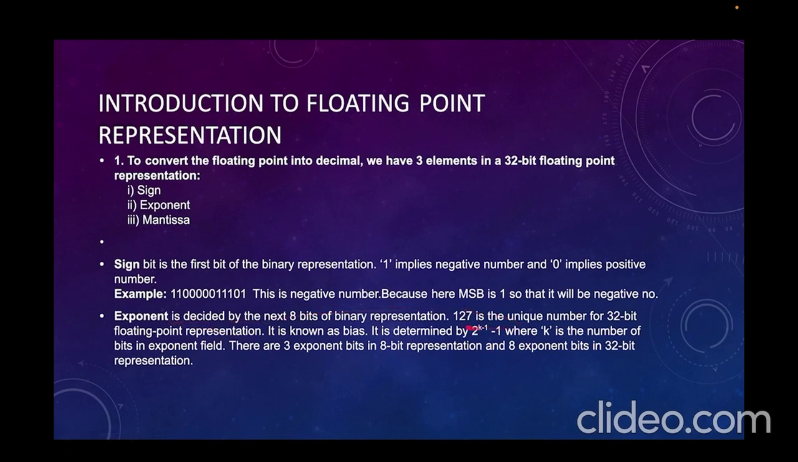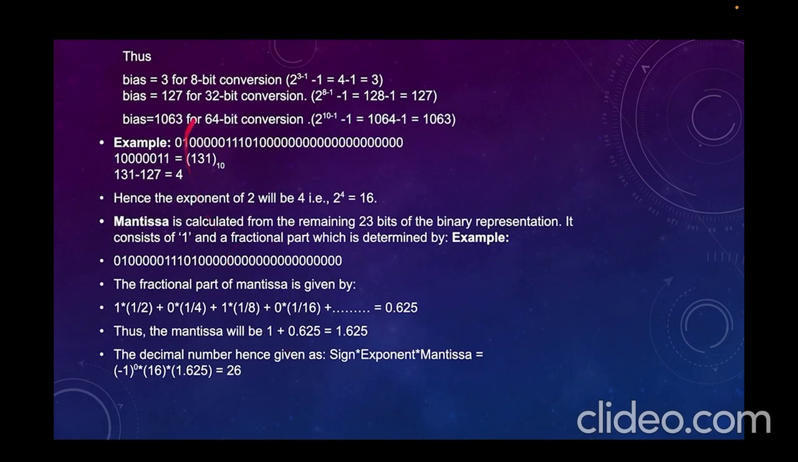First, the exponent part. Here, 127 is the bias for 32-bit floating point representation. The bias is determined by 2 raised to k minus 1, minus 1, where k is the number of bits in the exponent field. For the 8-bit representation, k is 3. For 32-bit there are 8 exponent bits, and for 64-bit it is 10. To understand this more clearly, I'll give an example.